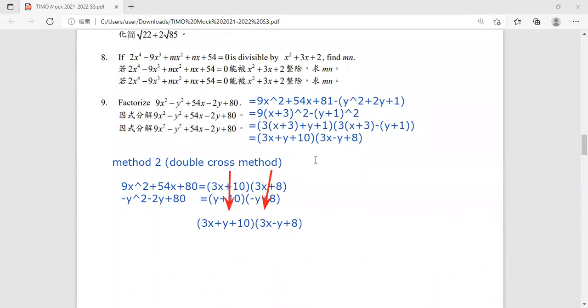Just that. Both methods are okay, any way you like it. Because it may be a little bit different for you here, because you can directly use the cross method to do this part. Any questions?